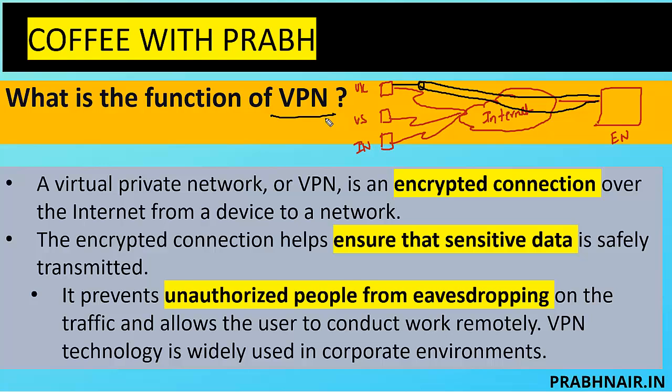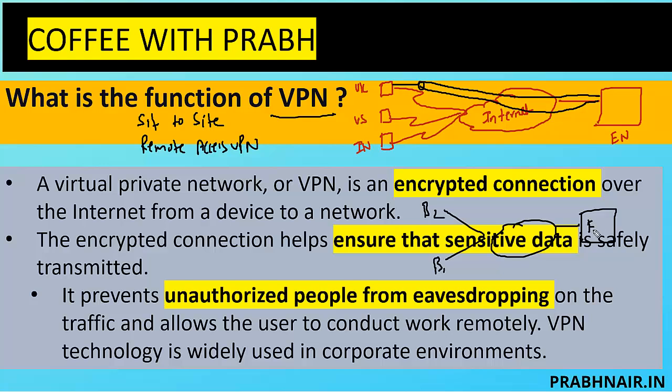When you're talking about VPN, there are two types. One is site-to-site VPN, and the second is called remote access VPN. The difference is that site-to-site means we have branches: branch 1 and branch 2. They connect to the internet and to the enterprise. So we can extend the branch LAN network over the WAN to connect with the enterprise. That is called site-to-site.